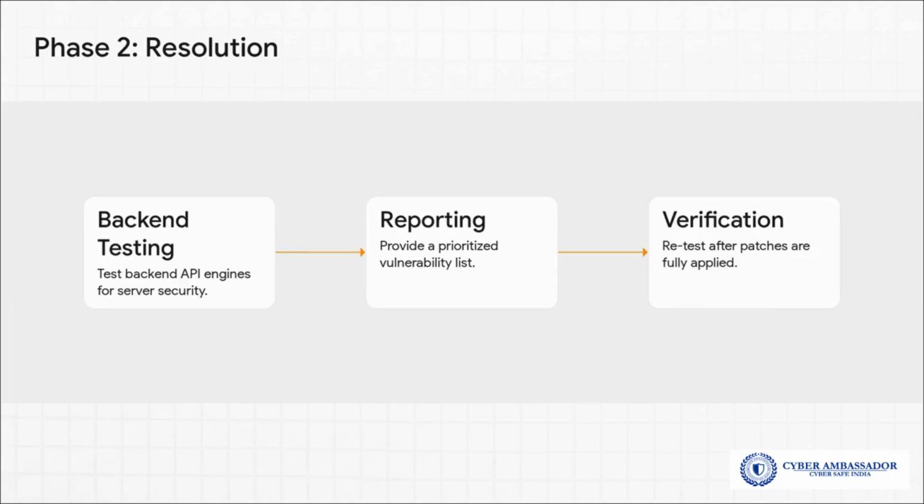Then we hit Phase 2, which is all about resolution. Step 5 moves to API and backend testing, hammering those hidden engines to make sure the server is just as secure as the mobile interface. Step 6 delivers detailed reporting. And we aren't just talking about a pass-fail grade. This is a prioritized hit list with step-by-step instructions so your developers know exactly how to fix the issues. Finally, Step 7 is final verification. They retest everything after patches are applied just to guarantee the app is bulletproof and totally release-ready.